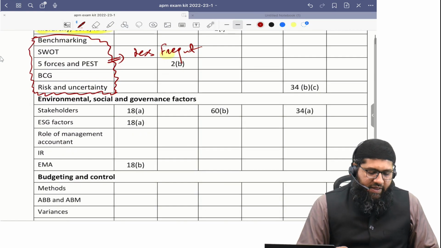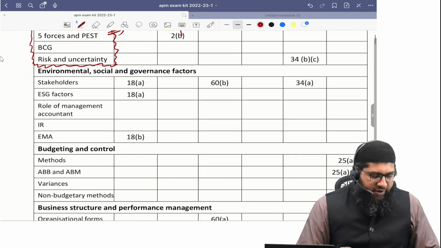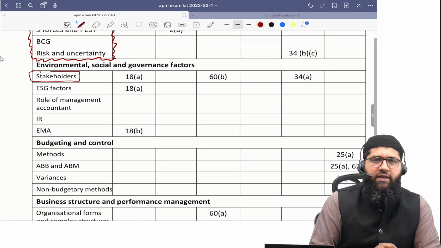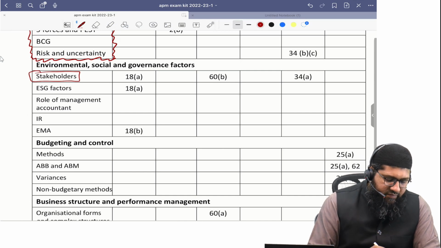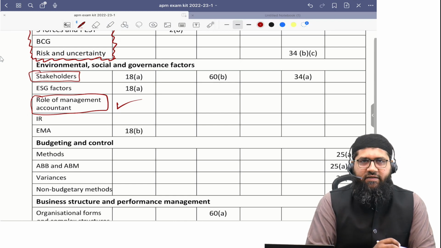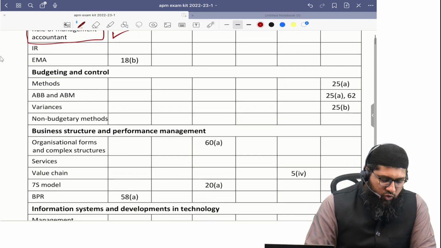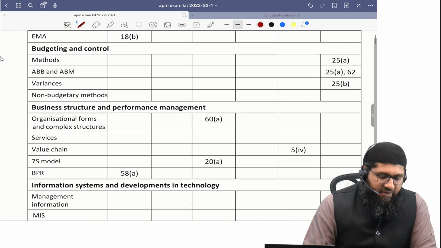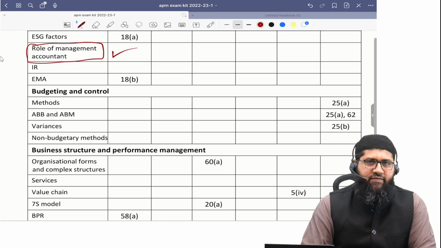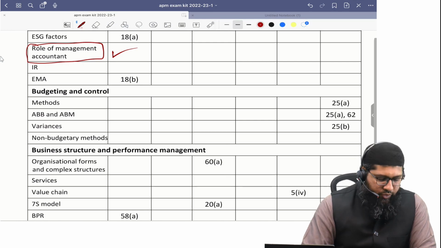Then we talk about the different environmental, social and governmental factors. You would realize that stakeholders have been examined a bit, and even the role of the management accountant has recently been examined a bit more by the examiner, so that's also one of the areas to focus upon. Then you talk about budgeting and control. Again, it's an occasional topic, but when it is examined, it's a 25-mark question that you could expect.